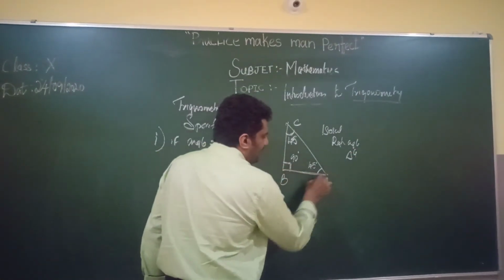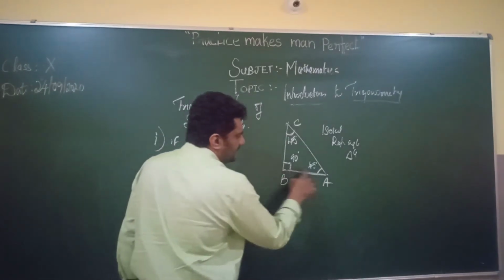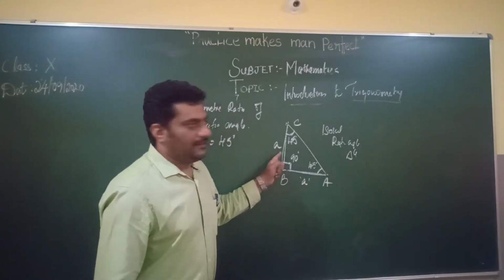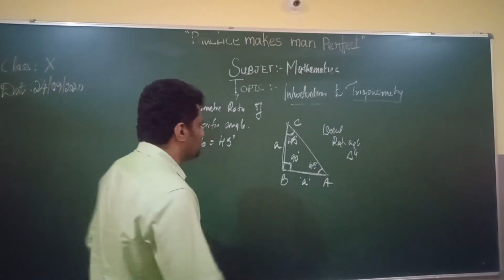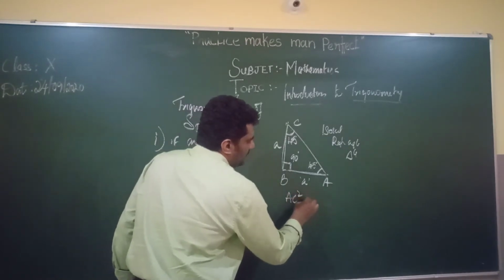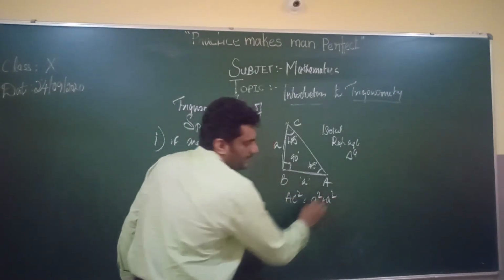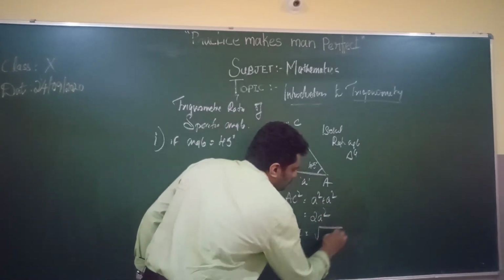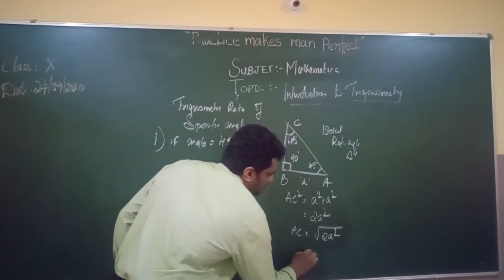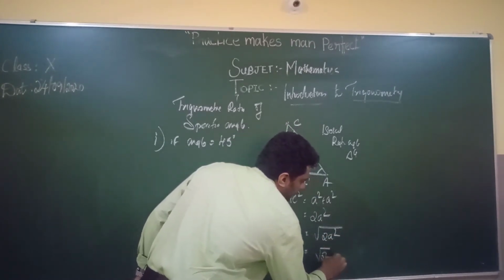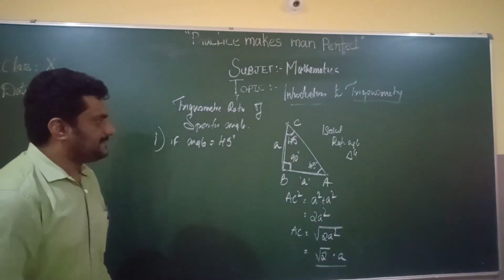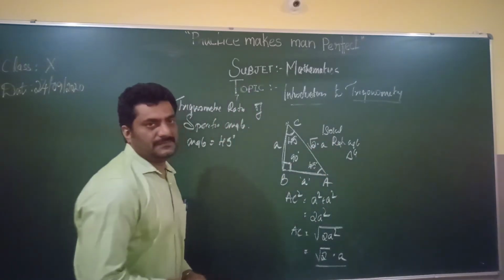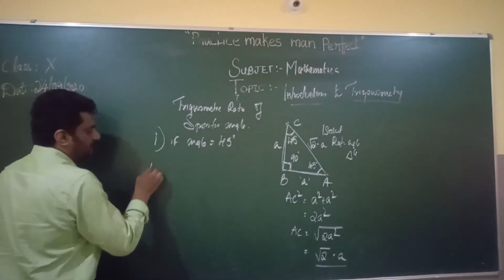Let's assume this side as A. If this is A, this has to be A. If these two are A, how much is this? Apply Pythagoras theorem. I get AC square is equal to A square plus A square, which is nothing but 2 times A square. So AC is equal to root of 2A square, which is root 2 into A. Done. Now start with the first one.